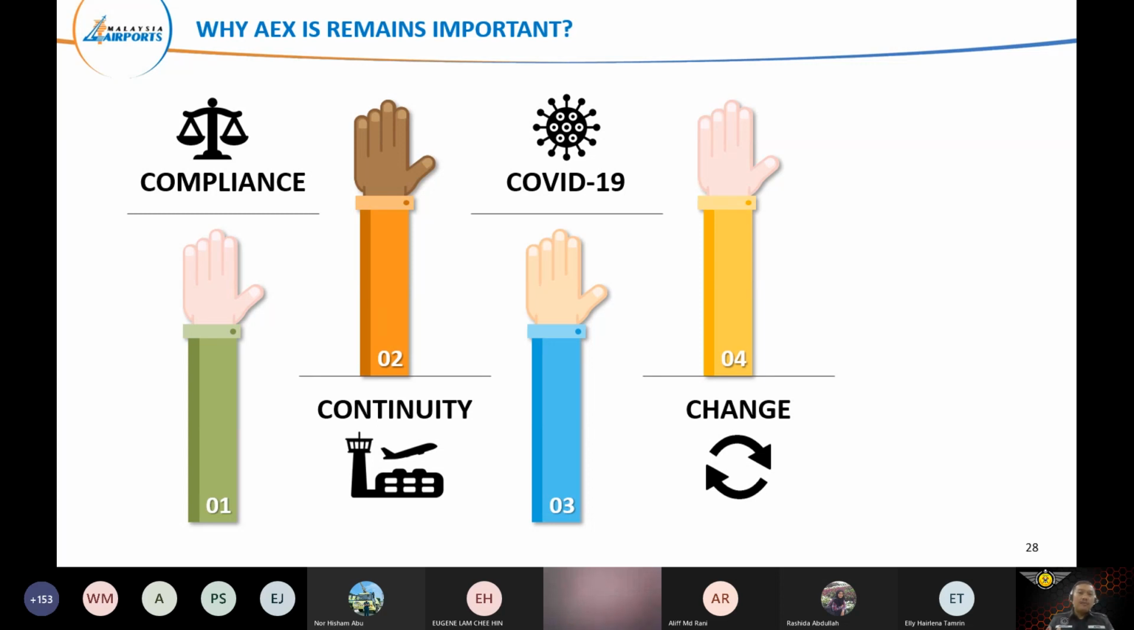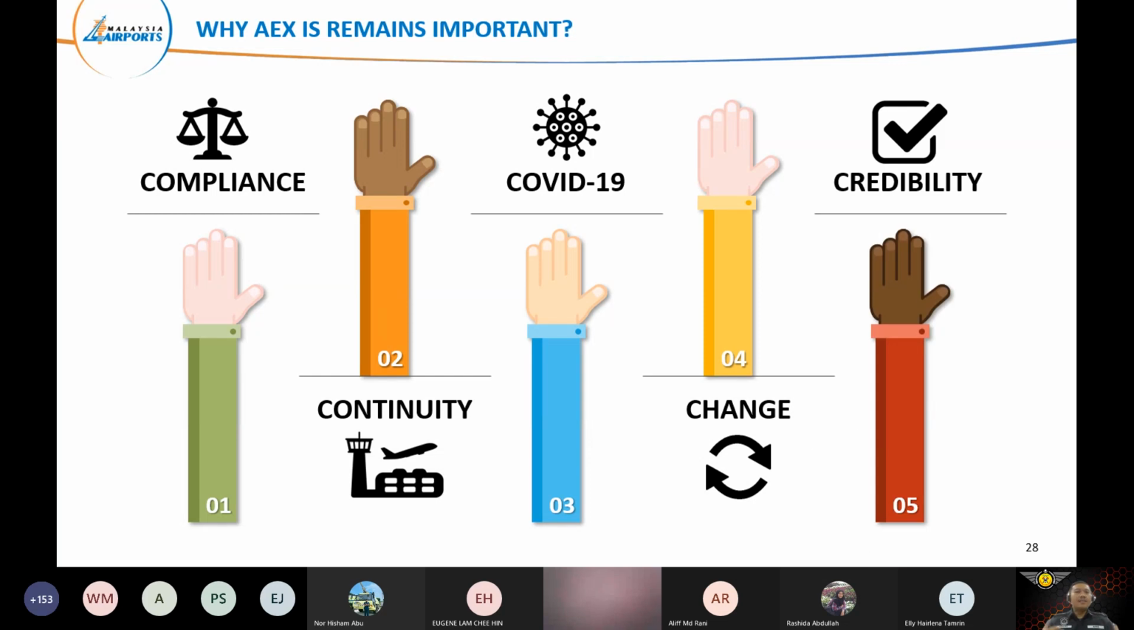So it's important for the new key personnel to understand the aerodrome emergency plan by participating in this aerodrome emergency exercise. That's why this AEX is still important. Last but not least, it shows our credibility as an airport operator in ensuring safety is the most priority at the airports. So there are five reasons why AEX remains important even during COVID-19.